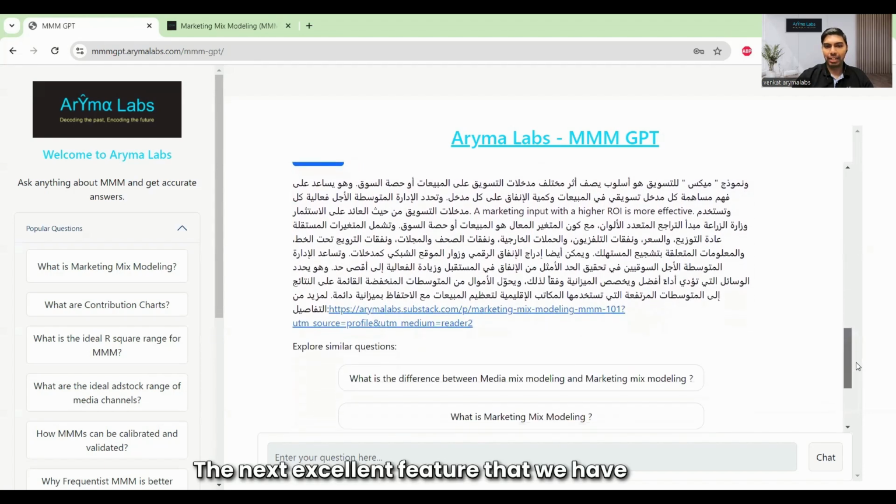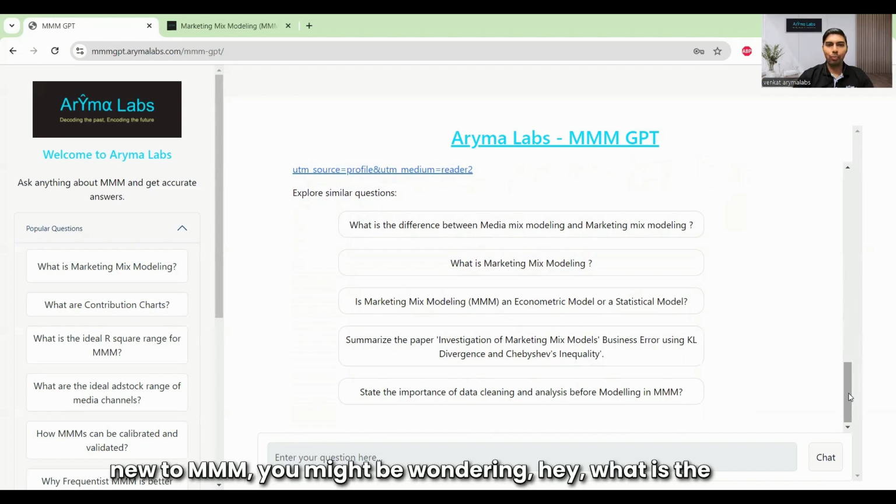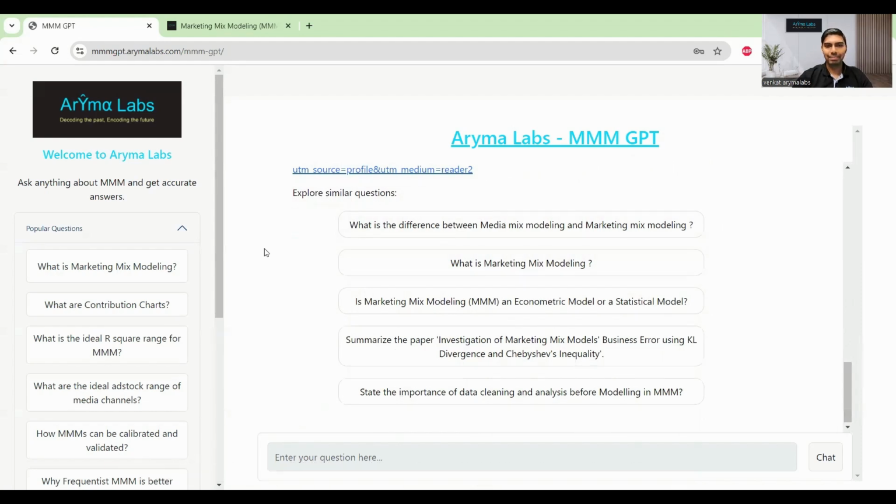The next excellent feature that we have introduced is the explore similar questions. Not everybody is an expert in MM. So if you're new to MM, you might be wondering, hey, what is the next question that I have to ask? To solve that problem, our ML algorithm will prompt you with the next 5 related questions based on your original query.